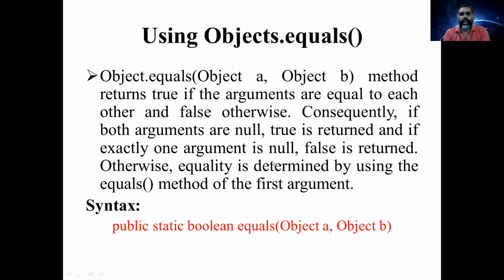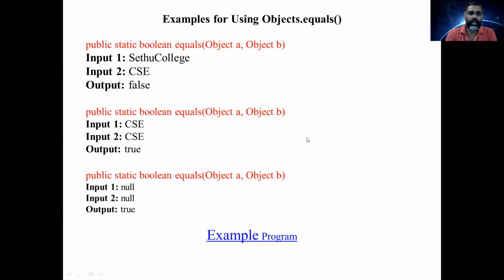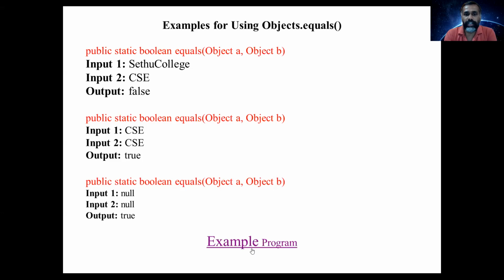And this is how we compare using Objects.equals, using objects. For this, here is an example program. Here we have string 1 of Sethu college, string 2 of CSE, string 3 of CSE, and string 4 equal to null and string 5 equal to null. Here we have created an object reference. In the previous examples, we created strings using a string literal, where the string variables are created directly. Now we are using an object reference. We are going to compare the strings.